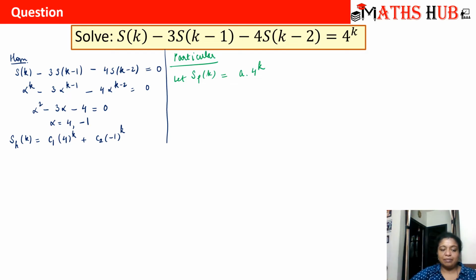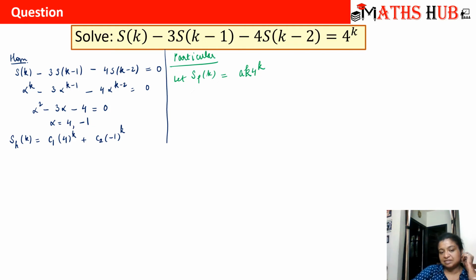So if any part of the homogeneous solution matches with the particular solution, we need to multiply with the lowest power of k. So the lowest power of k is k itself, k to the power 1. After multiplying by k, let us check whether they are matching or not. So now you can see that none of the terms of the homogeneous is matching with the particular solution. So we will assume a k into 4 raised to power k as our trial solution. So let us substitute this value back in the recurrence relation.